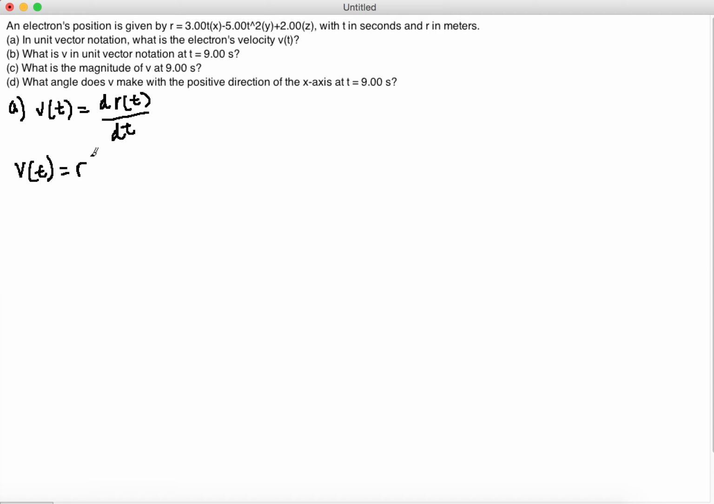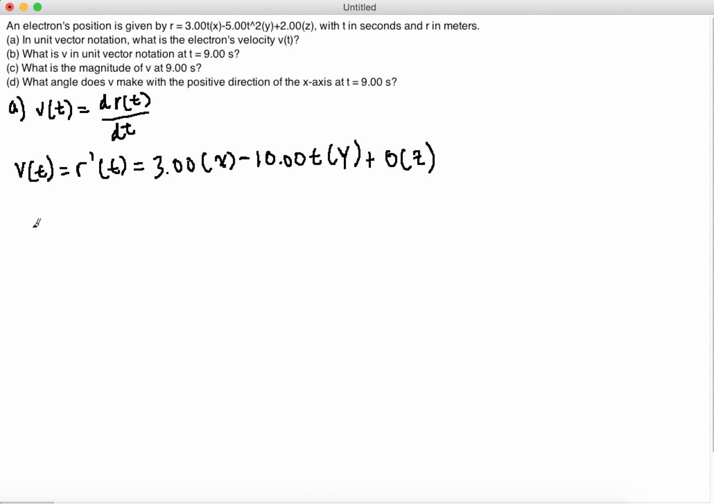Here we have v of t equal to r prime of t, which is equal to, and let's do this derivative component-wise, 3t, we get just 3 in the x direction, minus, now this is a power rule here, t is raised to the second power, so that's minus 10. Bring the 2 down, multiplied by 5, and we're simply left with t, and that's in the y. And then we have a constant in the z, so it's just 0 in the z direction. And that is the derivative of position, which gives our velocity equation.